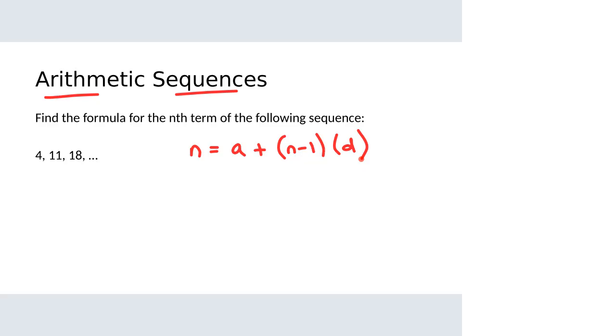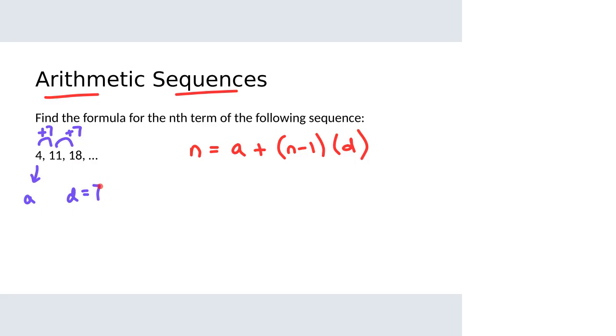So in this particular case, we can see that A, the starting point, is 4. Outstanding, Laura. And then our common difference is positive 7. So we know that A is 4 and D is 7. Now we're going to write our formula for the nth term.